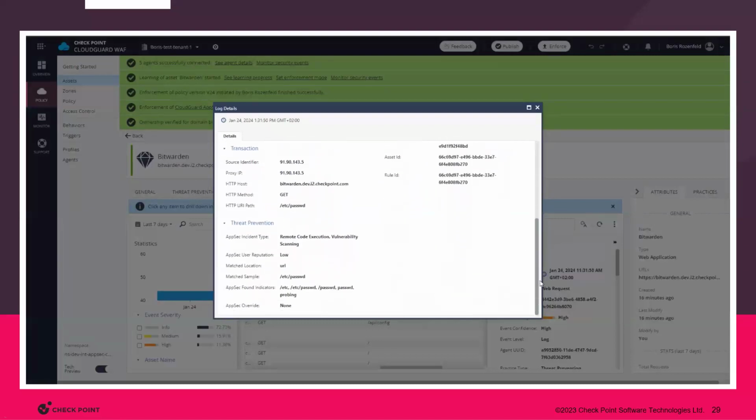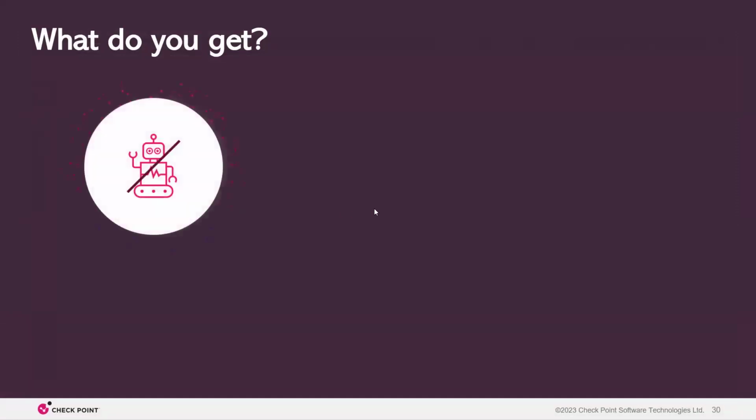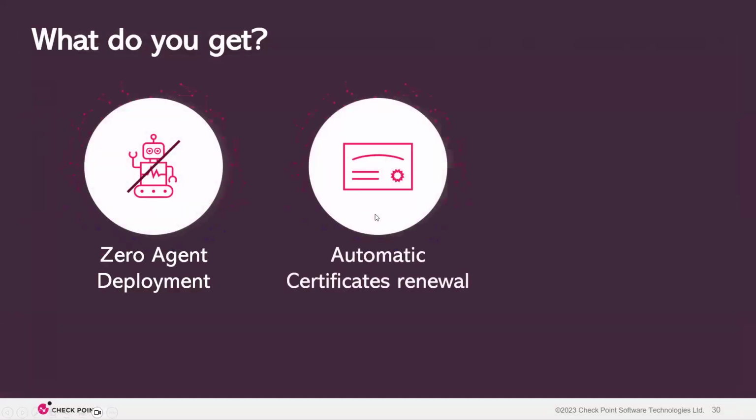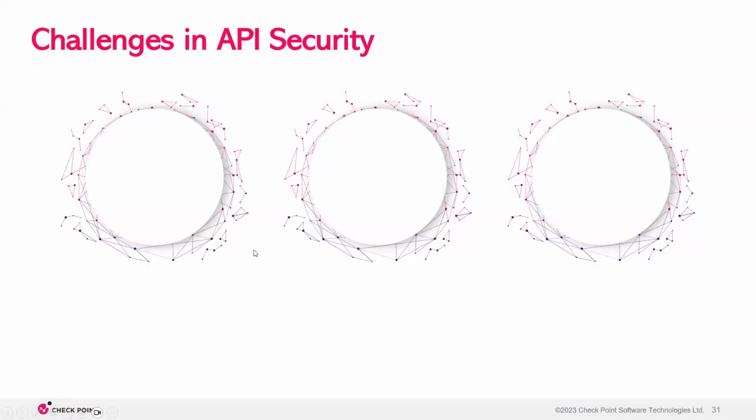So, what do you get, right? So you have 0 agent deployment, right? You have automatic certificate renewal. So the certificates on the SaaS service are all automatic, and then you get DDoS protection. So if you're interested in that, definitely reach out and let us know.